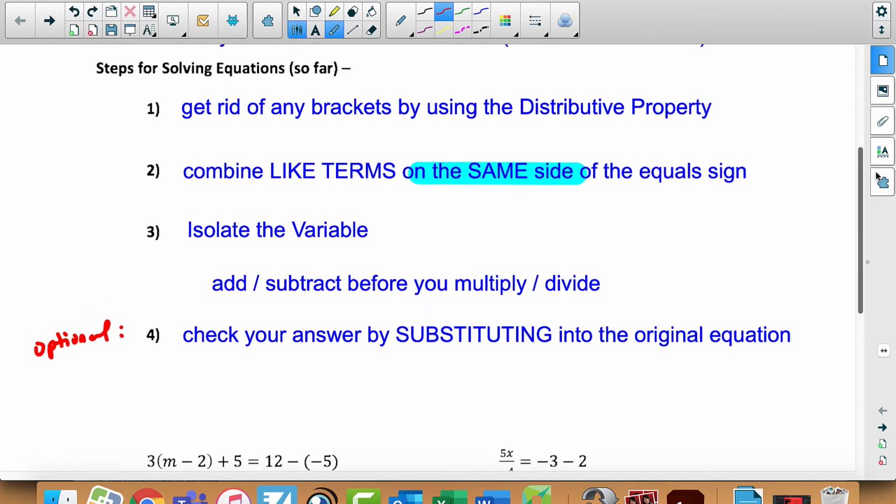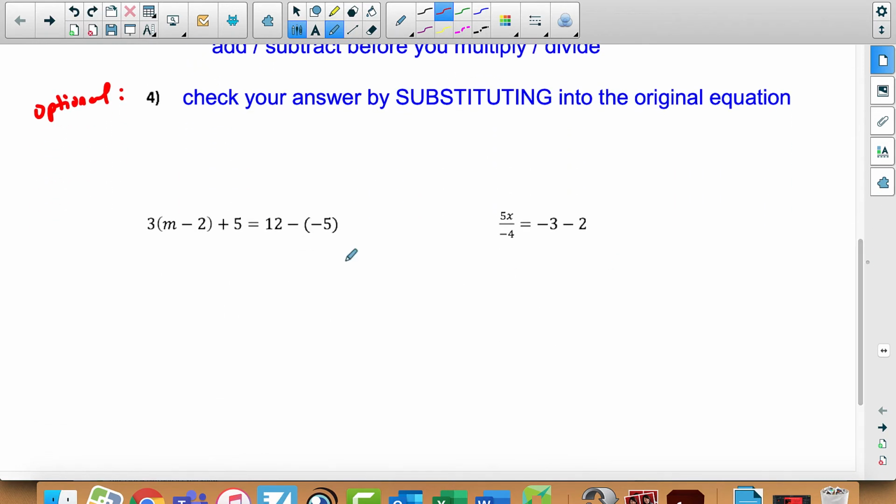All right, so step 1, get rid of any brackets. So do we have the distributive property here anywhere? Yeah, we do. We have the distributive property right here. So let's do that first. We have 3 times m, which is 3m. And then I have 3 times negative 2, which is negative 6. Then I'm just going to rewrite the plus 5. And for now I'll rewrite the 12 minus negative 5.